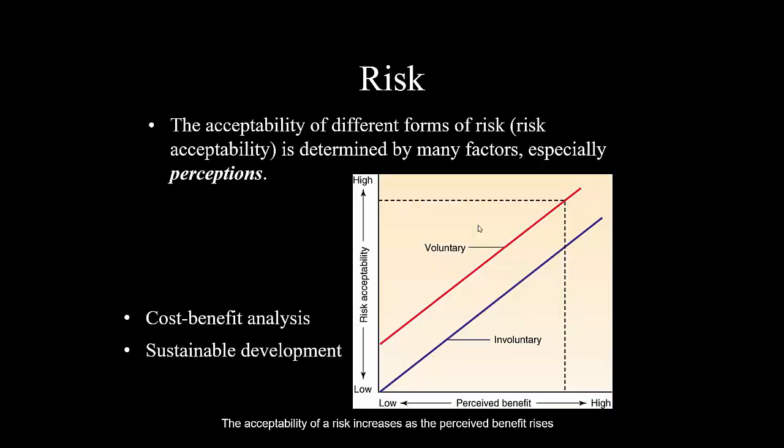To further complicate things, the acceptability of different forms of risk, known as risk acceptability, is not very straightforward and can be driven by perceptions. For instance, the graph below shows acceptability of risk on the vertical axis and perceived benefit on the horizontal axis. The higher the perceived benefit, the greater the risk we're typically willing to accept. However, whether we are exposed voluntarily or involuntarily can impact how acceptable it is. This is shown by the blue and red lines.